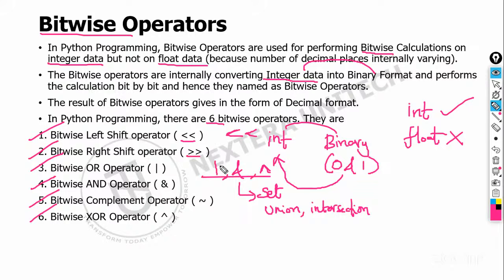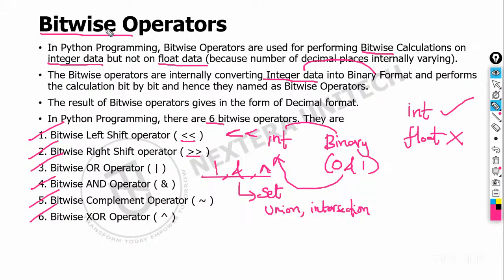No worries. How is PVM going to identify whether it is a union symbol, intersection symbol, or bitwise OR operator symbol, or bitwise AND operator symbol? We'll understand. No issues. Right. So let us start with bitwise left shift operator.